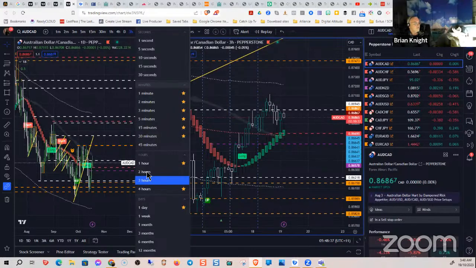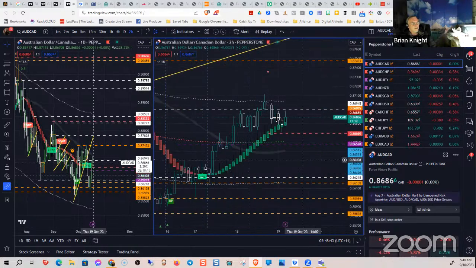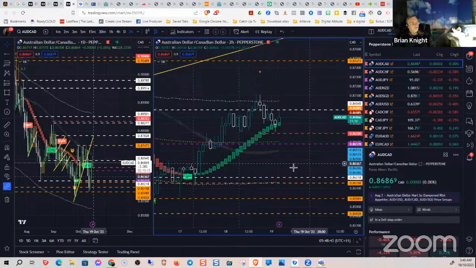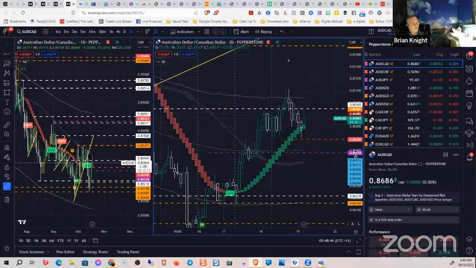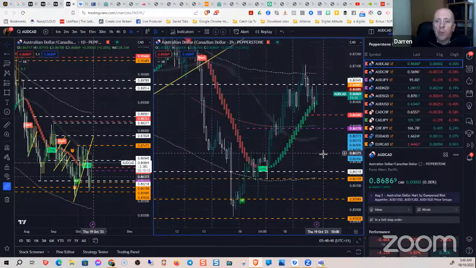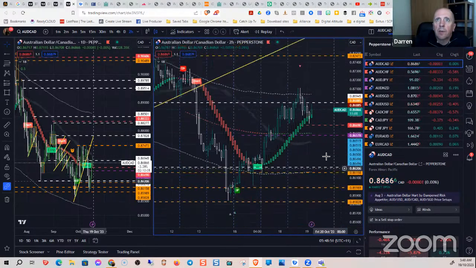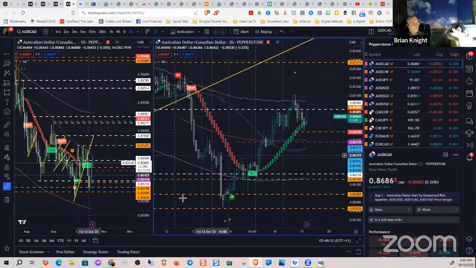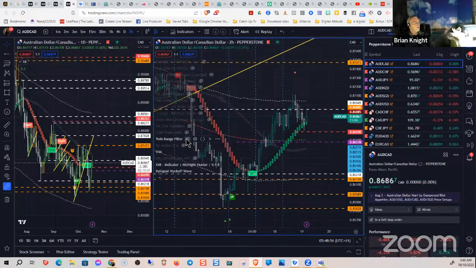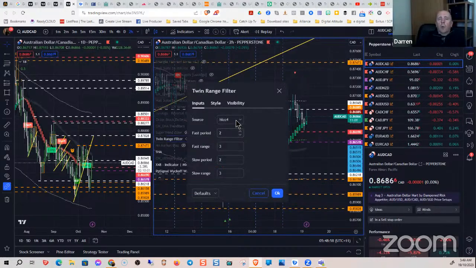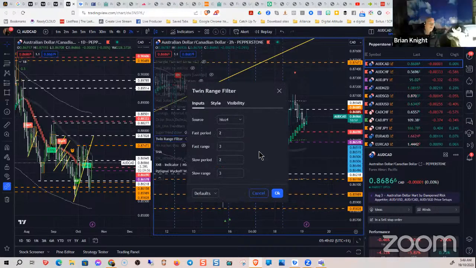It's interesting. It looks quite different on the 2 hour. But no, I don't have it down, and I don't have it on the 3 hour as yet. Might be down to my settings on the filter, which is what you've got. I've got 1.5, 2 and 1.5. Yeah. 2323. That's probably the difference.